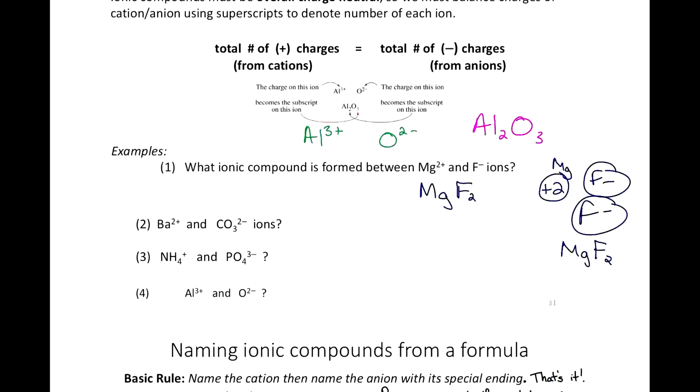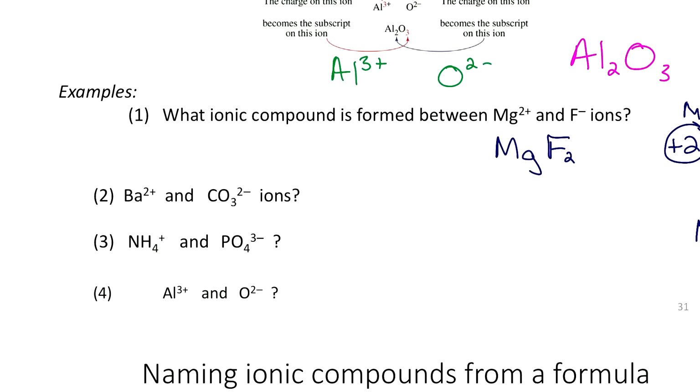So let's do these other ones. Barium and carbonate, what's the ratio there? That one's just 1 to 1. So we just write BaCO3, 1 to 1, because a +2 and -2, boom, charge neutral.